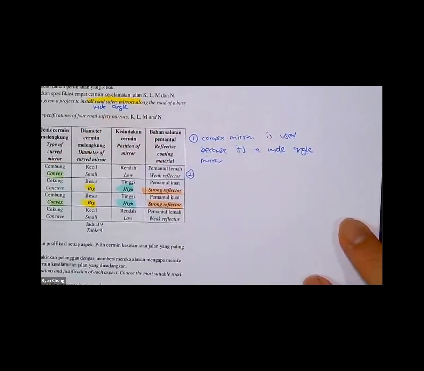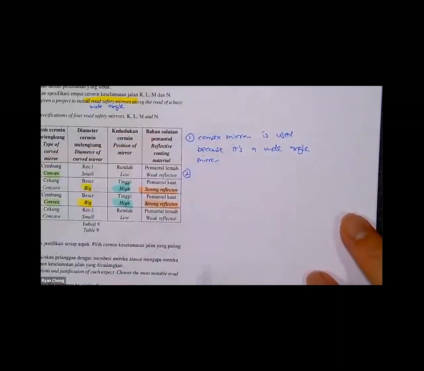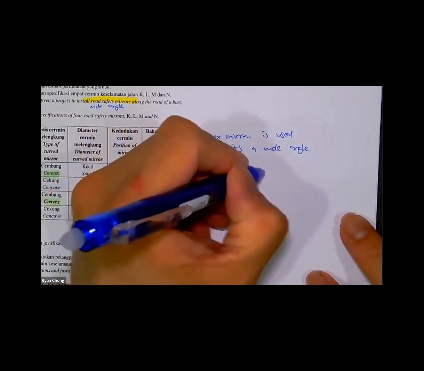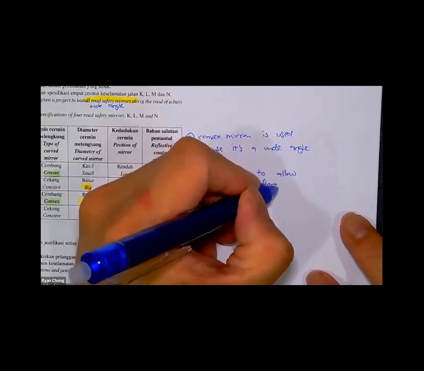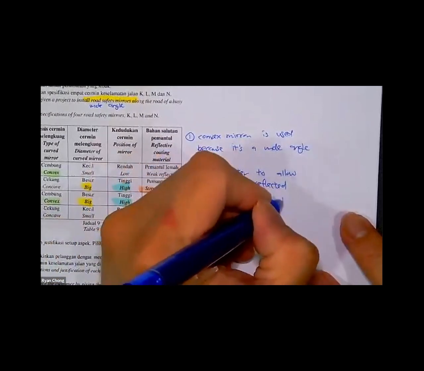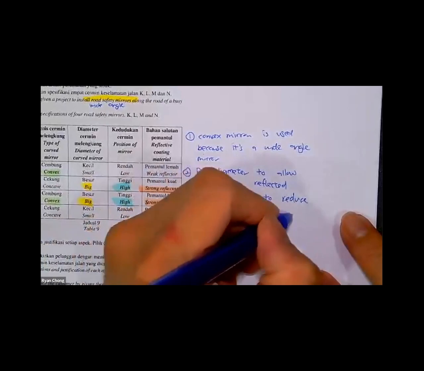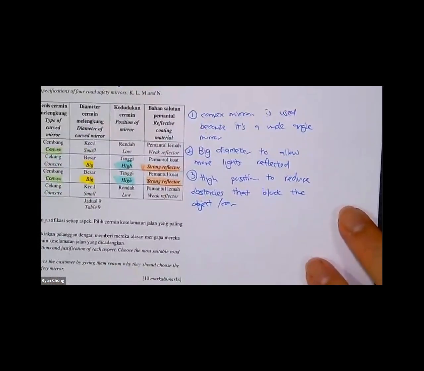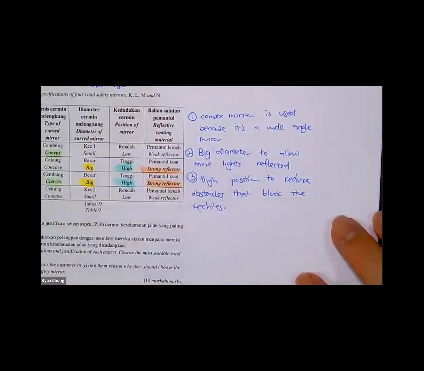Okay, all right. Number 2, diameter. These are wide angle mirrors, so a big diameter to allow more light reflected. High position to reduce obstacles that block the object, right? Or the car. Block the car better, not the object. Block the vehicles, because you want to see the vehicles, road safety, okay.